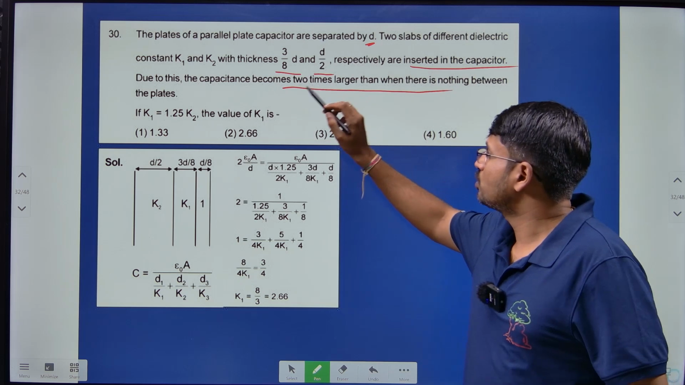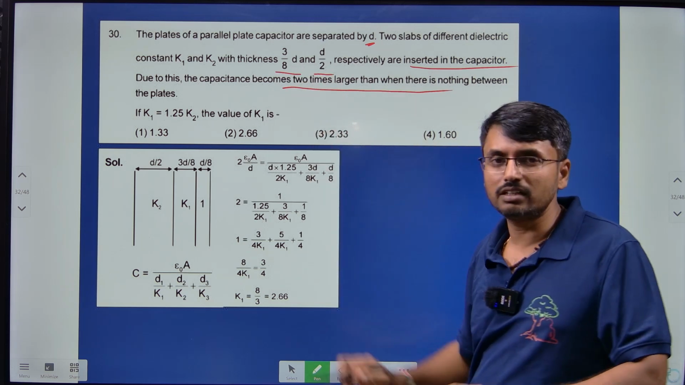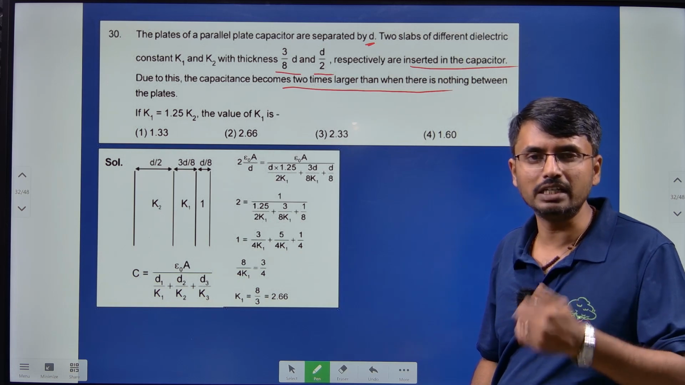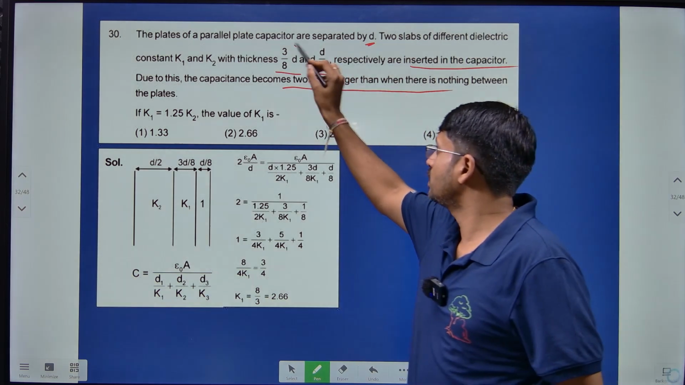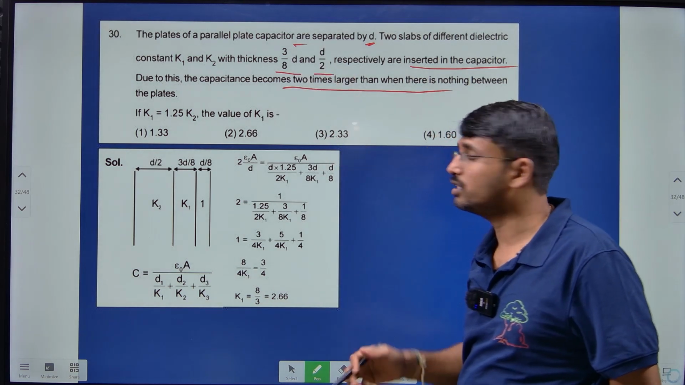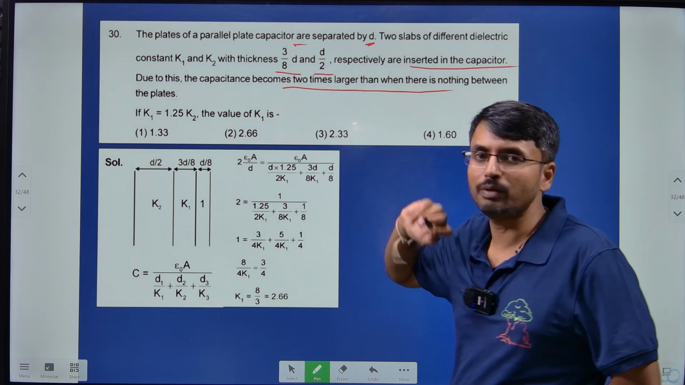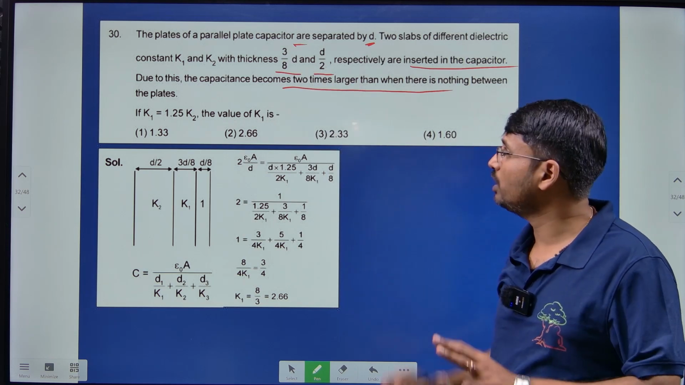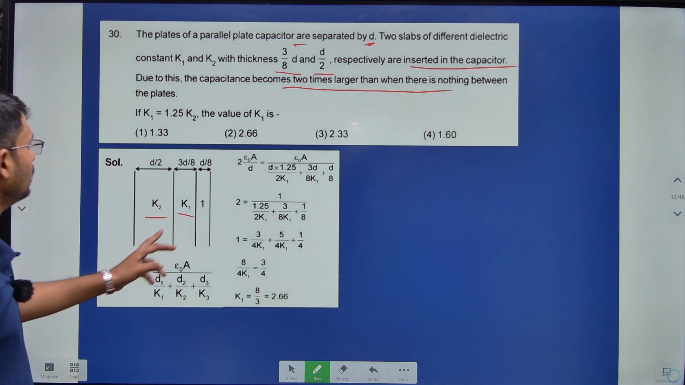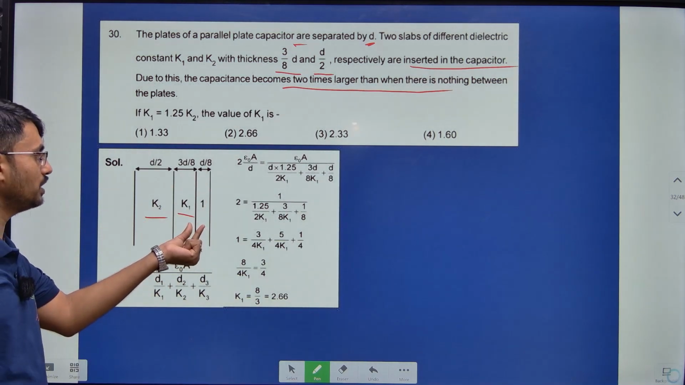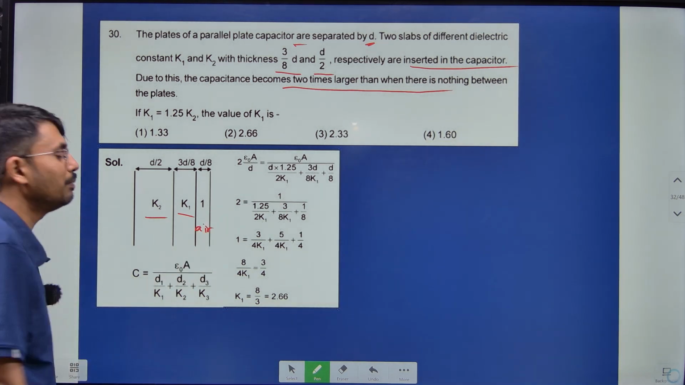Most of the time the mistake we make is to consider that the 2 slabs are completely inserted, and as a consequence we simplify. That is not the case. Look at this: 3 by 8 d is not d by 2, so it is actually lesser than d by 2. Here we have clearly mentioned K1, K2, and the small piece where we don't have any medium, so we take it as the air medium.